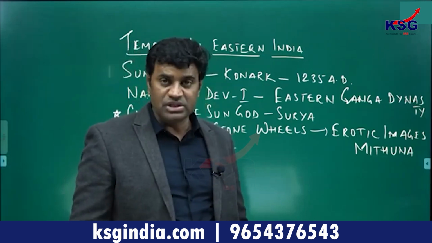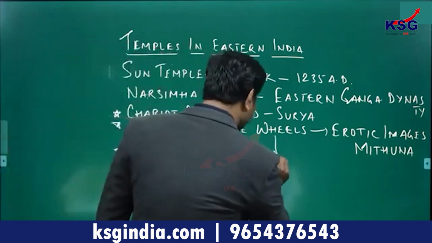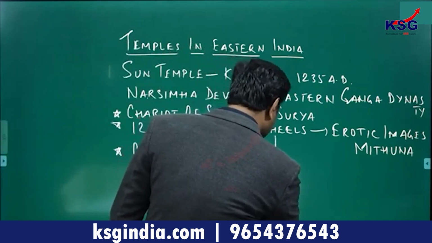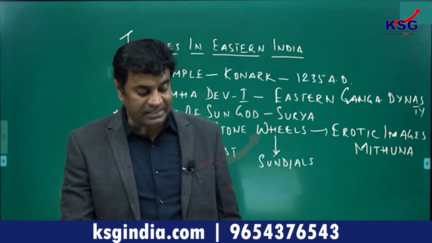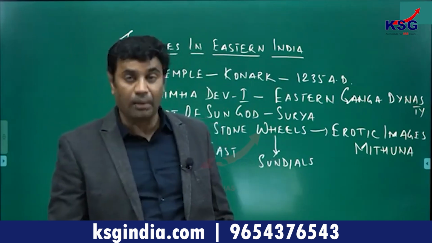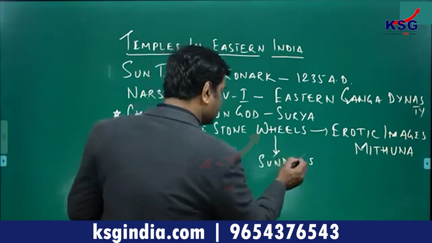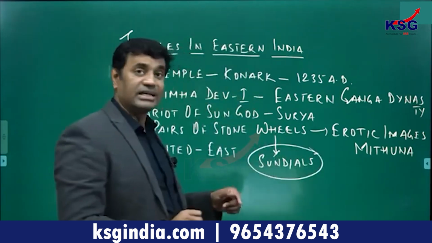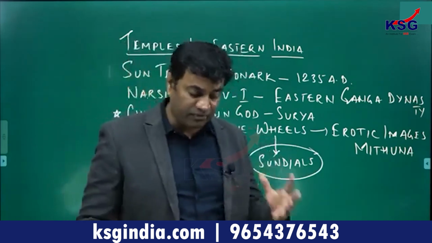The wheels of the temple act as sundials, which can calculate time to the accuracy of a minute. So these wheels act as sundials. That is why it is known as Sun Temple. Sundials that can calculate the time with perfect accuracy of a minute.